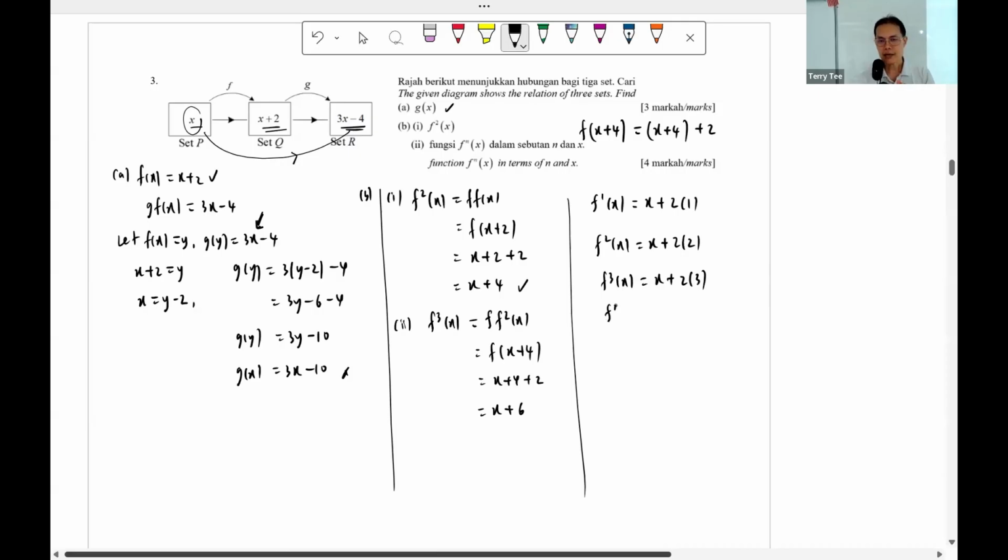Now, with that, we can find f^n(x). What is f^n(x)? x plus 2 times n. Yes?